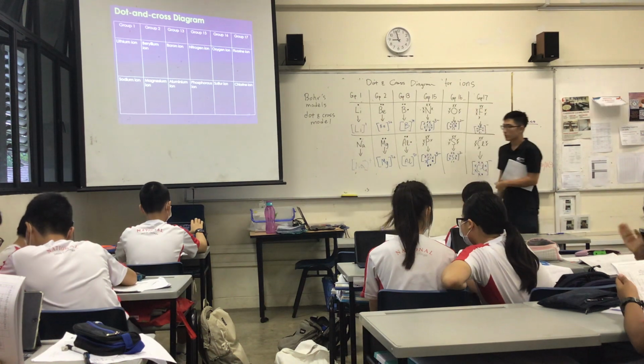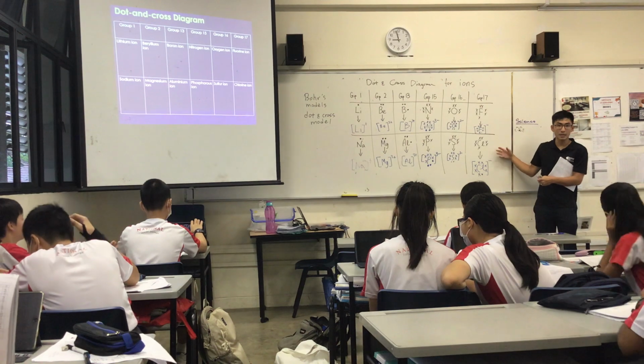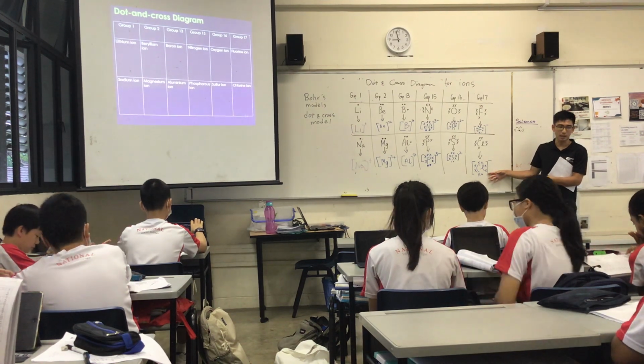Okay, then let's move to the whiteboard. Well done. This is what all of the dot and cross diagrams of ions look like.